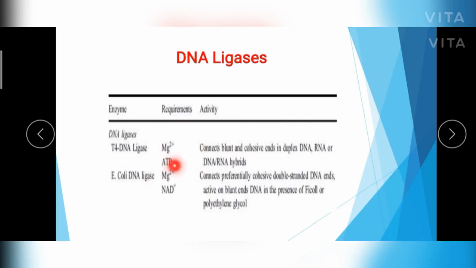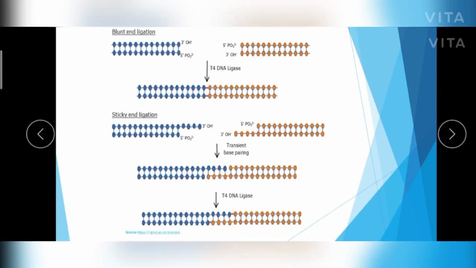The T4 DNA ligase and E. coli DNA ligase differ in the cofactor requirement. T4 DNA ligase requires magnesium and ATP, whereas E. coli DNA ligase requires magnesium and NAD plus as cofactors for successful completion of the reaction. Also, T4 DNA ligase can promote both blunt end ligation and sticky end ligation, whereas E. coli DNA ligase is used exclusively for promoting cohesive end or sticky end ligation. So that is the difference.